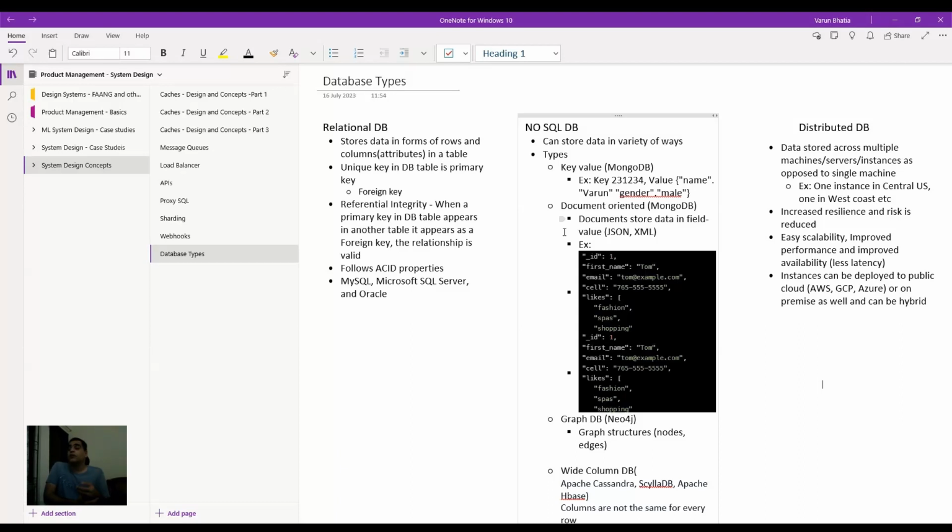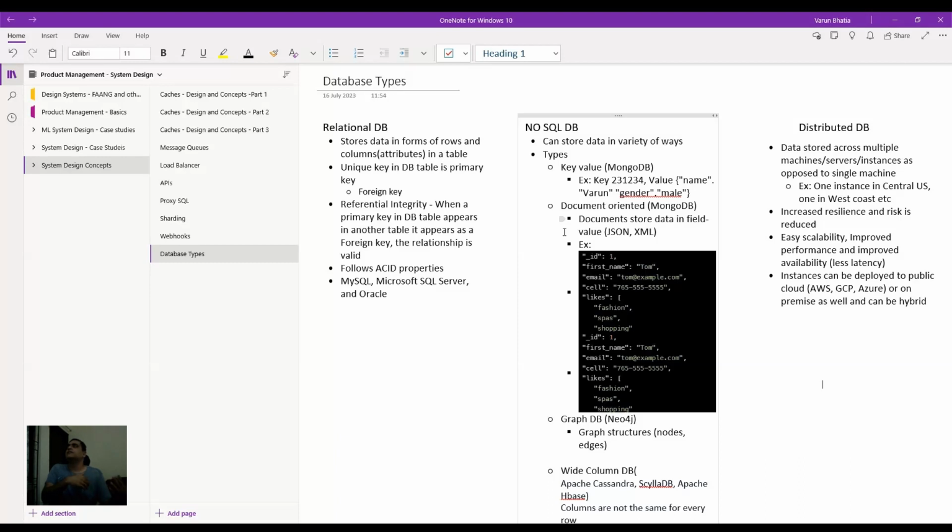There's also an important concept related to referential integrity. When a primary key in a database table appears in another table, as I had mentioned, as the foreign key, then that relationship is a valid relationship. That is what is called referential integrity. Relational databases definitely follow ACID properties, and some examples are MySQL Server, Microsoft SQL Server, and Oracle, right?